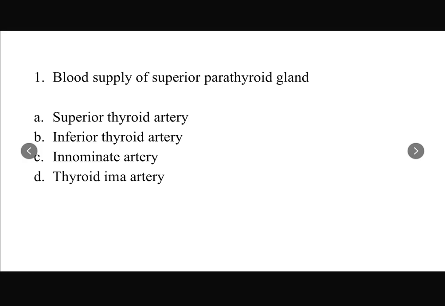So first question is blood supply of the superior parathyroid gland. Both the superior and the inferior parathyroid glands are supplied by the inferior thyroid artery. The option is B. So next question.